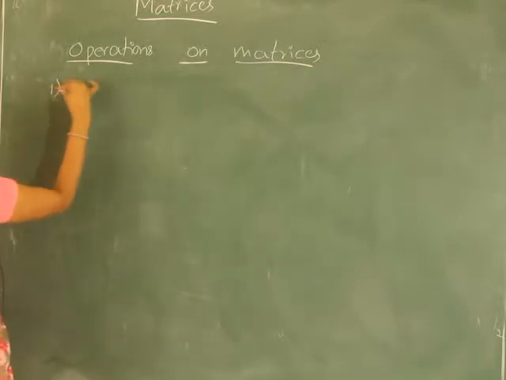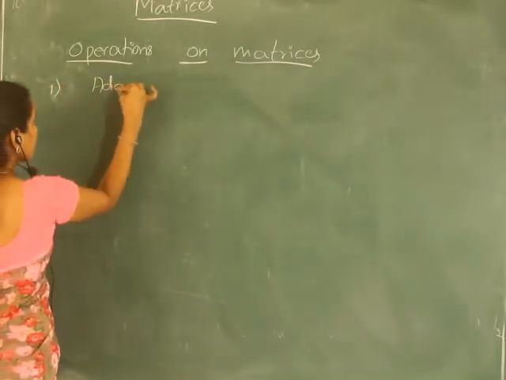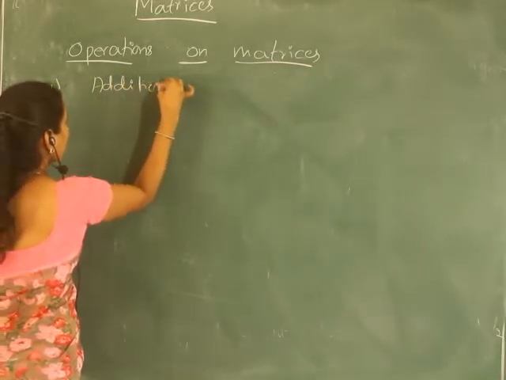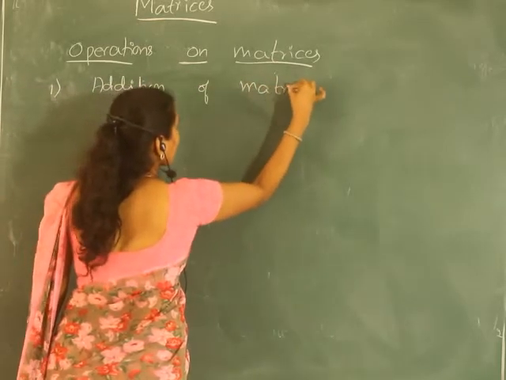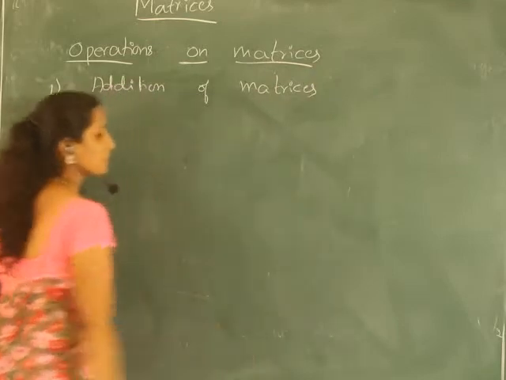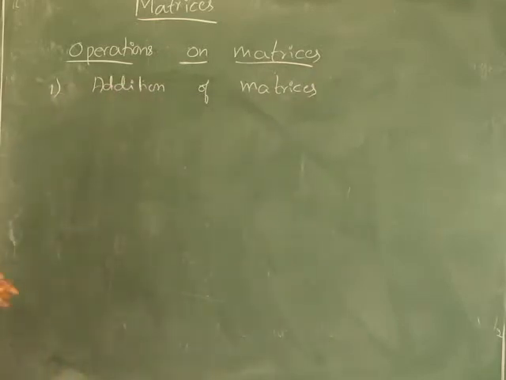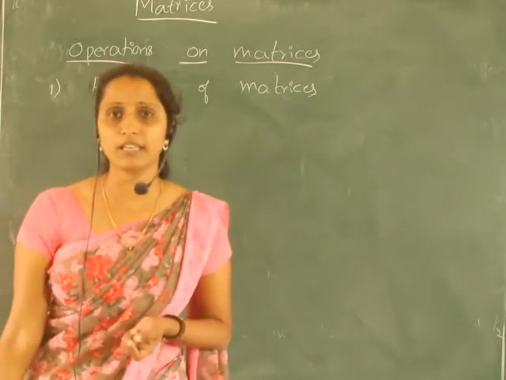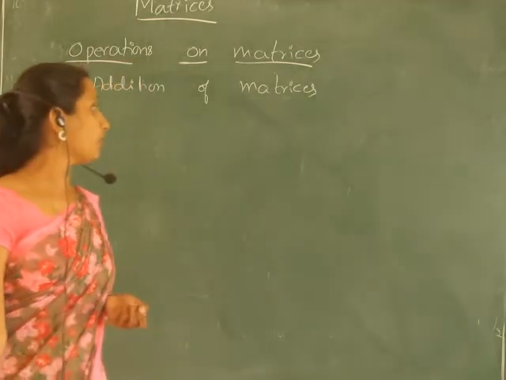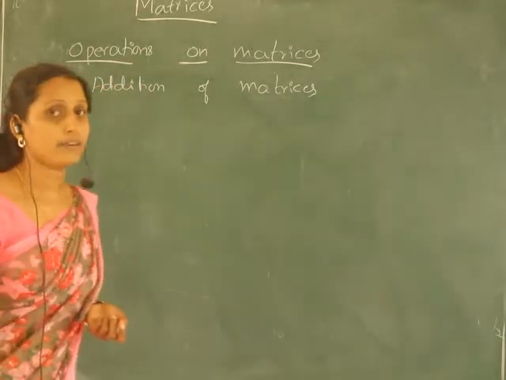The first one is addition of matrices. We know how to add real numbers or how to multiply real numbers. Similarly, we have to do the operation of addition on matrices.